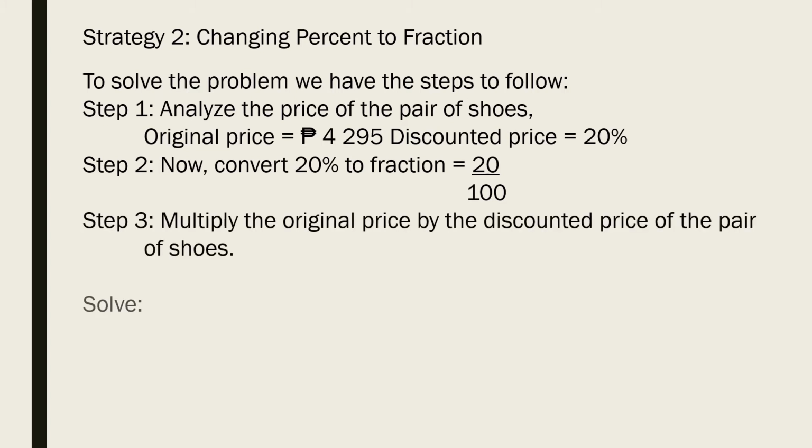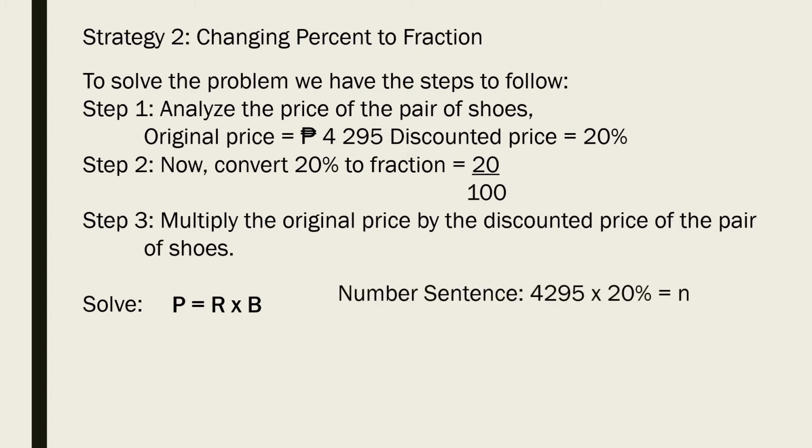So, let us multiply our given. Again, for the formula, we have P equals R times B. So, that is our number sentence or mathematical sentence. Now, we will use fraction. So, we have 20/100. This is our rate from percent to fraction.